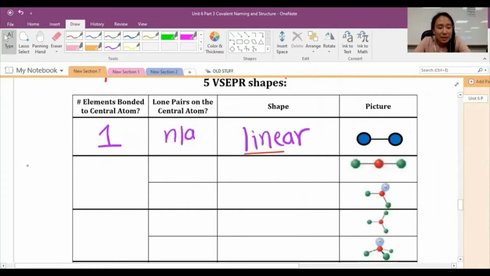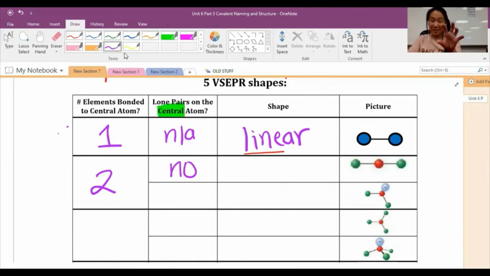Okay, the next one is this. Say you do have something in the center, right? That means we have a center and we have two elements bonded to the center. It could be two of the same elements. Lone pairs on the center atom. So you look at the center, and this is really important. Does the one in the middle have lone pairs? That's the question. If the answer is no, then it still creates a line.